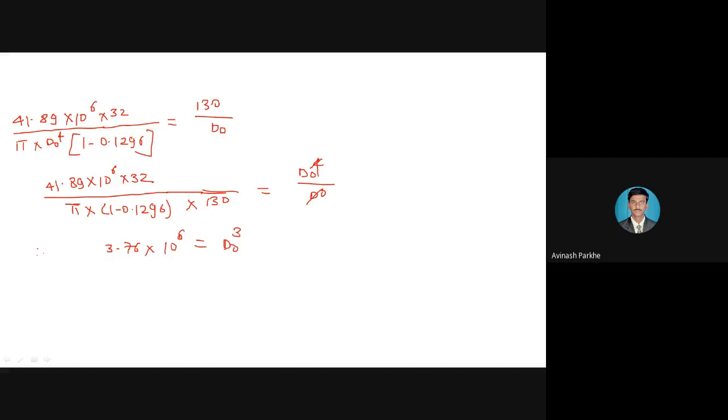And if I go for the calculation of the total term present on the left side, I will get the answer 3.76 into 10 raised to 6. Please check your answer. You will get the answer in the form of d cube. And if I take the answer raised to 1 by 3, you will get the external diameter. Please do the calculation and tell me the external diameter.